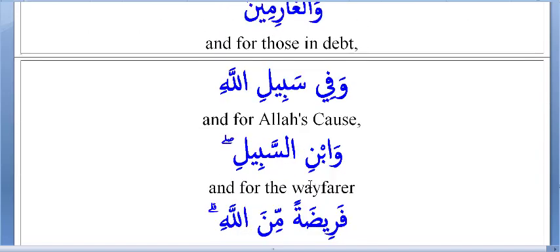وفي سبيل الله, what's في سبيل الله? Jihad against kuffar. Those mujahids doing this, you pay zakat for them. وابن السبيل, the traveler. فريضة من الله, this is an obligation from Allah. والله عليم حكيم.